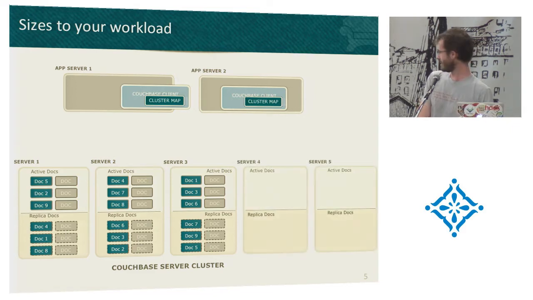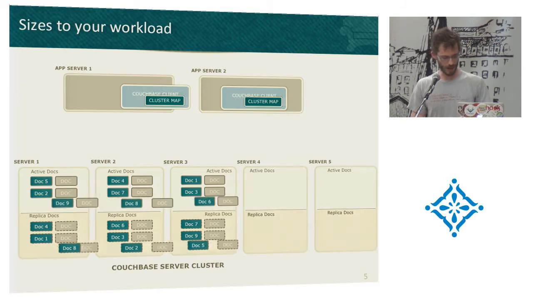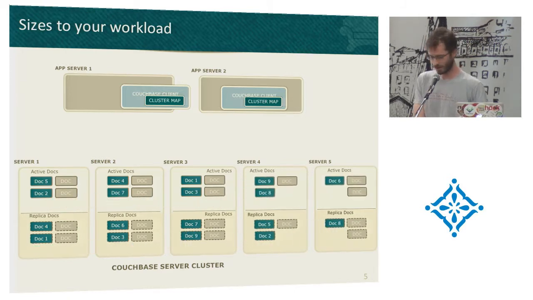Adding servers is as easy as launching some Amazon instances or whatever, hooking them up to the local network, tying them in, and then pressing the rebalance button, and your data goes like that, and your app servers know to look in the new place.